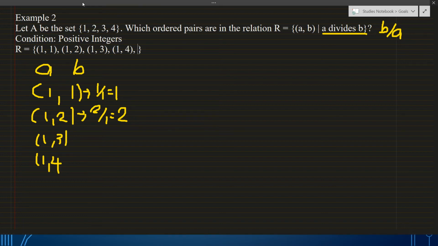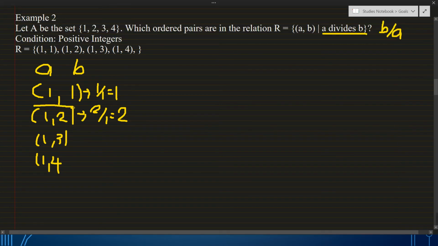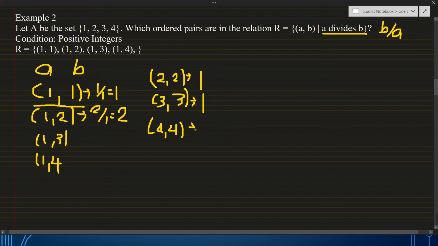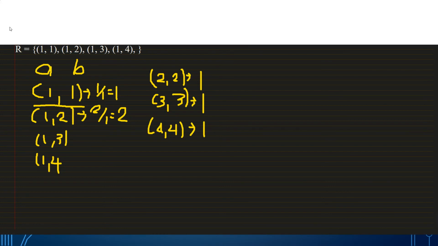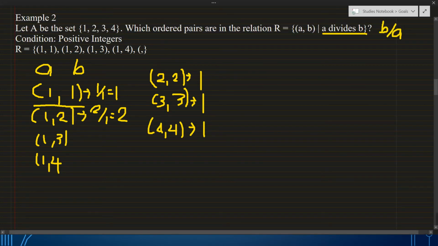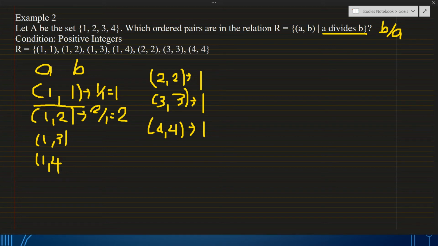Next, we already know that (1, 1) is included in our set, so we can also say (2, 2), (3, 3), and (4, 4) are included. Why? Because the quotient of 2 over 2 is 1, the quotient of 3 and 3 is 1, and the quotient of 4 and 4 is 1. So type it here: (2, 2), (3, 3), (4, 4).